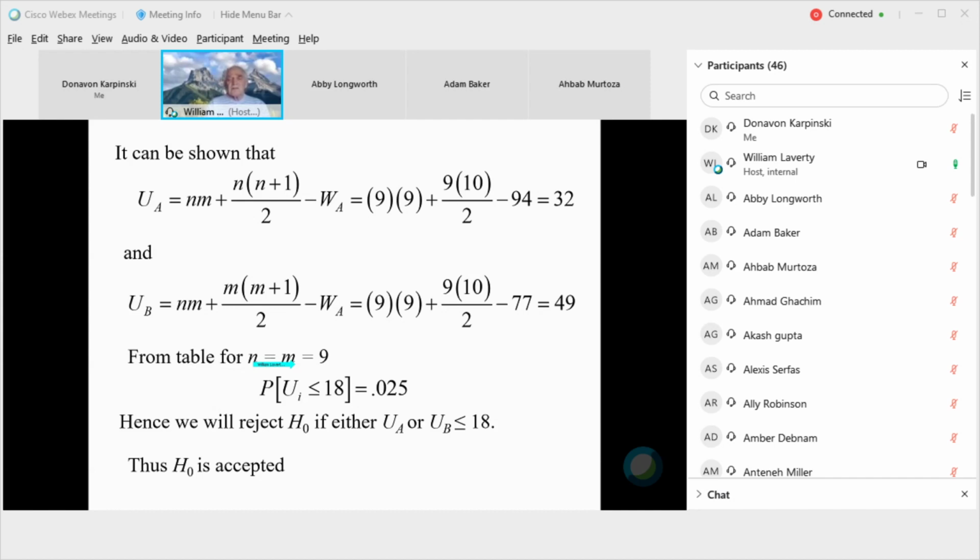I could also find the p-value for the most extreme one. Probability UA is less than 32, and double that.